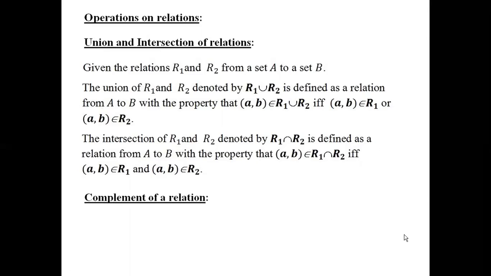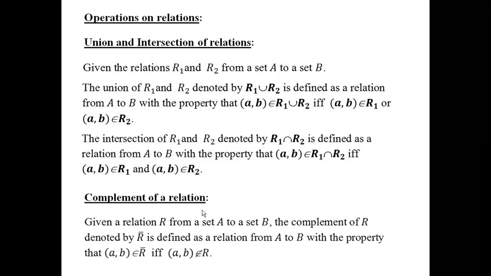Next, we understand the definition for the complement of a relation. Given a relation R from a set A to a set B, the complement of R, denoted by R bar or R complement, as we read it, is defined as a relation from A to B with the property that (a, b) belongs to R complement if and only if the ordered pair (a, b) does not belong to R. So if any ordered pair (a, b) belongs to R, then the ordered pair (a, b) does not belong to its complement. It is vice versa also true. If (a, b) belongs to the R complement, then (a, b) does not belong to the relation R. Here R is a relation from the set A to the set B.